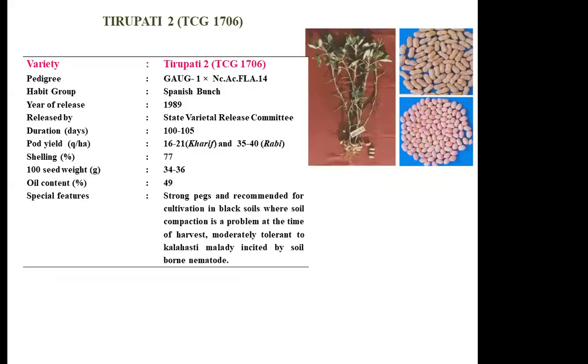And Tirupati 2 is again a selection from breeding material supplied from ICAR-IIGR, GOG1 and Cifla 14. In the initial stages, ICAR-IIGR gave some segregating material to 2 different centers. This is a selection from that material. It has Kalahasti malady tolerance also. A good variety for Rabi situation. Next slide, please.